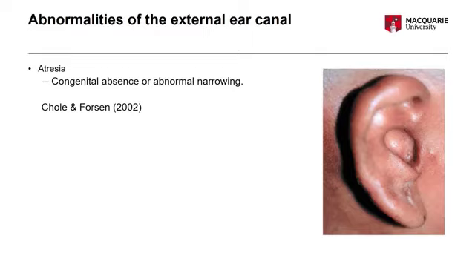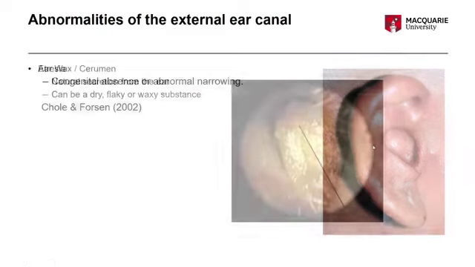Okay, so very, very briefly, some of the abnormalities of the external ear and external ear canal. In this picture, you can see that this person has a pinna that's not entirely correctly formed, and they have an absent ear canal. So this is atresia. So absent ear canal is atresia. Malformed pinna is microtia. So this person has a degree of microtia with atresia.